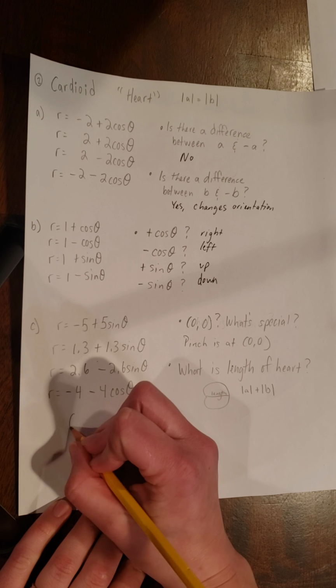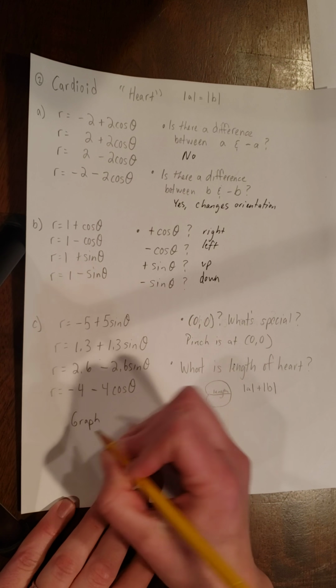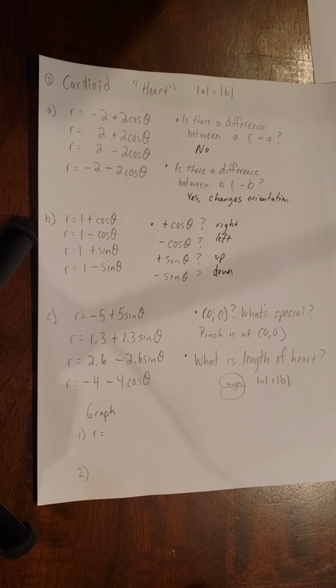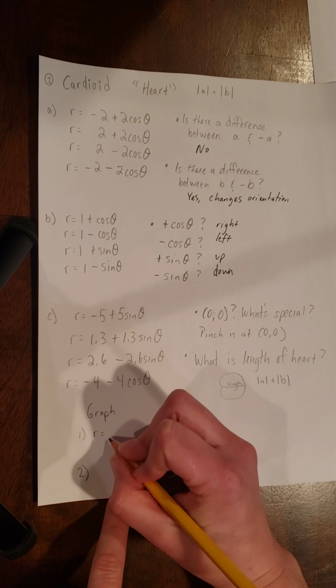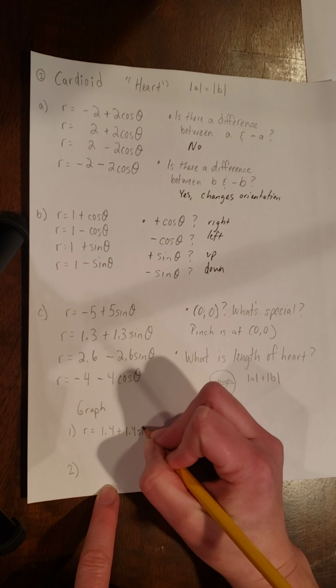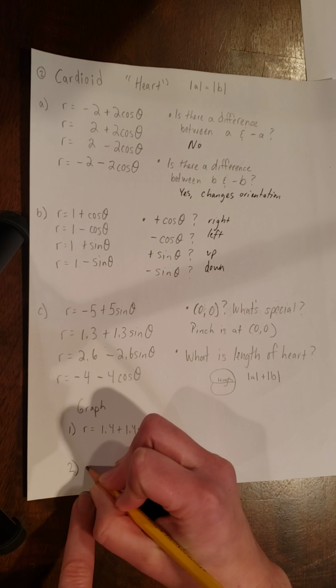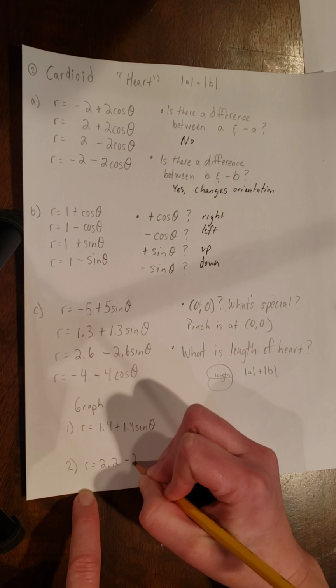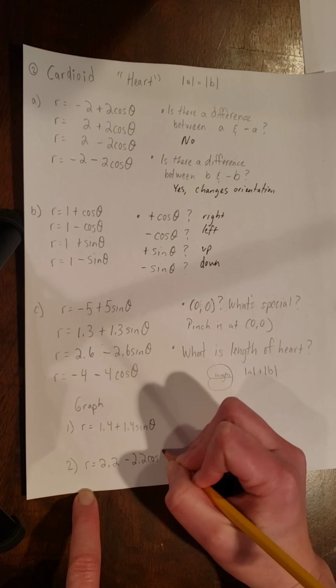So why don't you right now graph the following 2 polar curves on your own and tell me what the length of the heart is and make a quick sketch. Then you can check your work. So I would pause once I write these down. So why don't we do r equals 1.4 plus 1.4 sine theta, and r equals 2.2 minus 2.2 cosine theta.